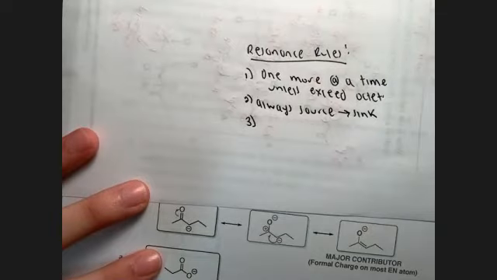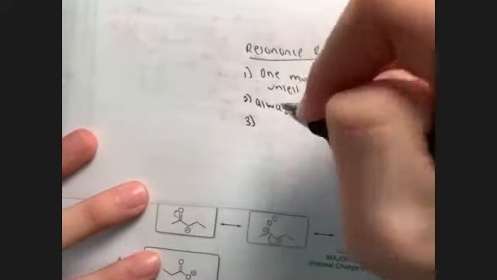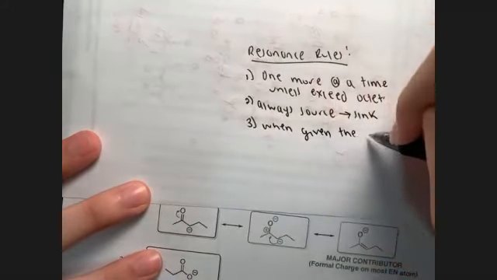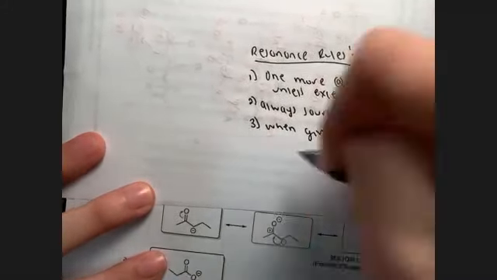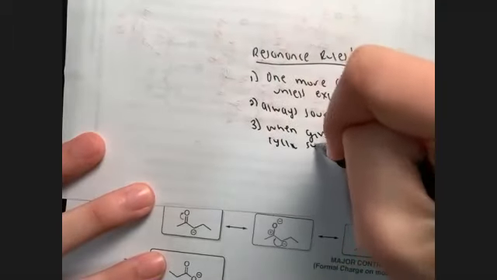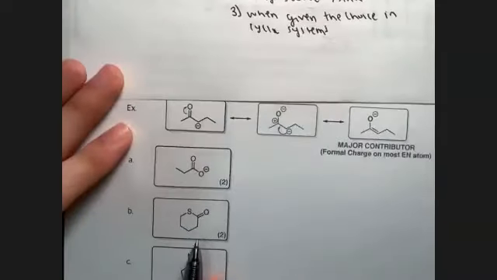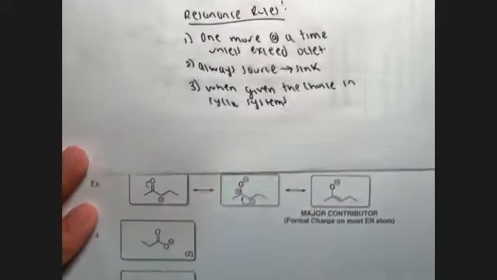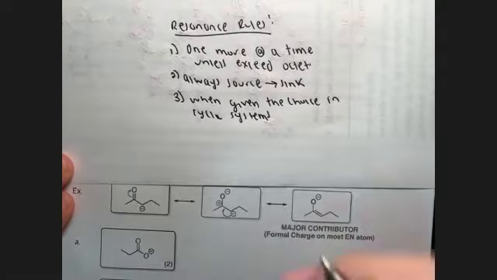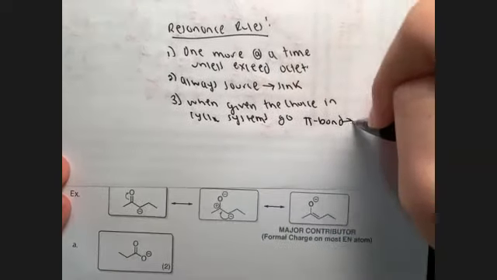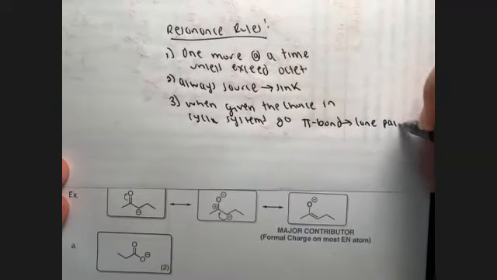And then 3, after that, is when given the choice, in cyclic systems, this one's a long one. In cyclic systems, that means a ring as opposed to a line like this. So this would be cyclic, this would be linear, okay? So when given the choice in cyclic systems, go pi bond to lone pair, not pi bond to pi bond.